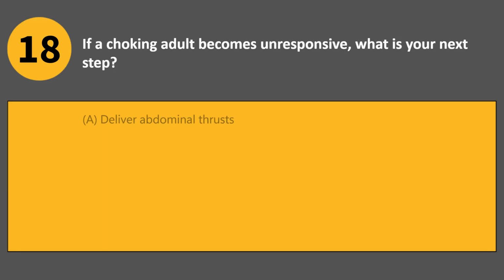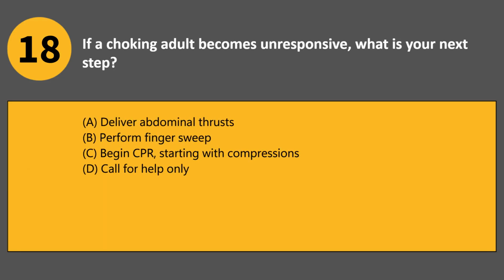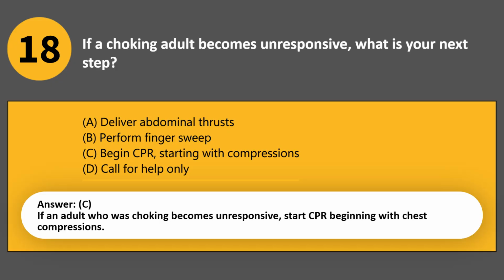If a choking adult becomes unresponsive, what is your next step? A. Deliver abdominal thrusts. B. Perform finger sweep. C. Begin CPR, starting with compressions. D. Call for help only. Answer C. If an adult who is choking becomes unresponsive, start CPR beginning with chest compressions.